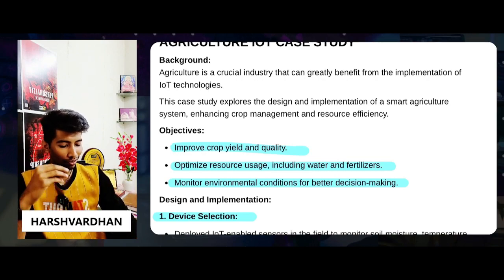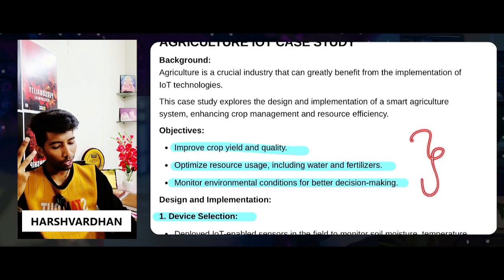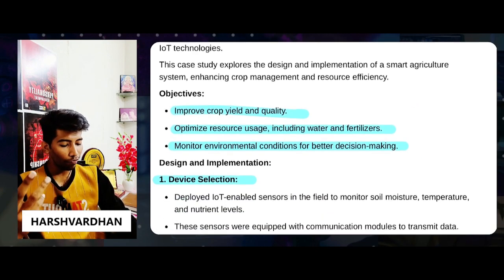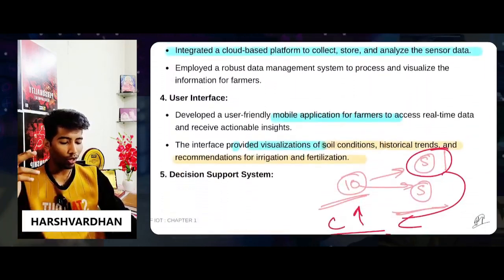Talking about the next thing, the objectives of this particular case are majorly three: crop yield and quality, optimizing resource usage including water and fertilizers, and monitoring environmental conditions for better decision making. Device selection, again, these things are happening. So I think it's all clear.